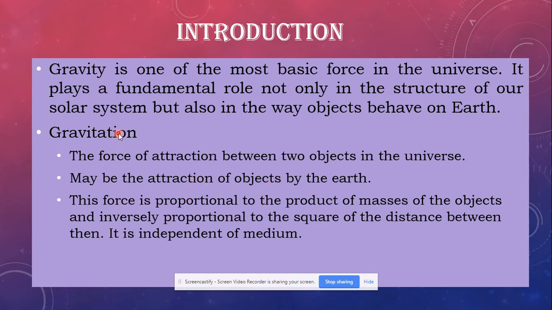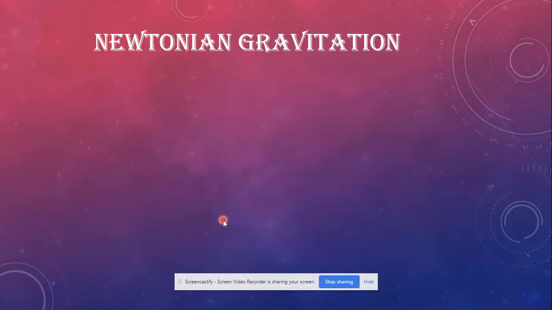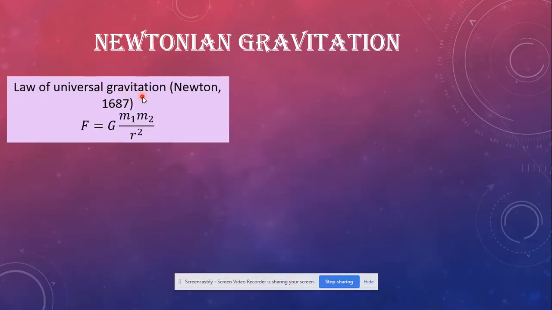And the force of this gravitation is proportional to the product of the masses of the objects and inversely proportional to the square of the distance between them, where it is independent of medium. Now, these definitions can be expressed by using the law of universal gravitation, which was published by Newton in 1687: force is equal to G times the mass of the first object times the mass of the second object divided by the radius squared.